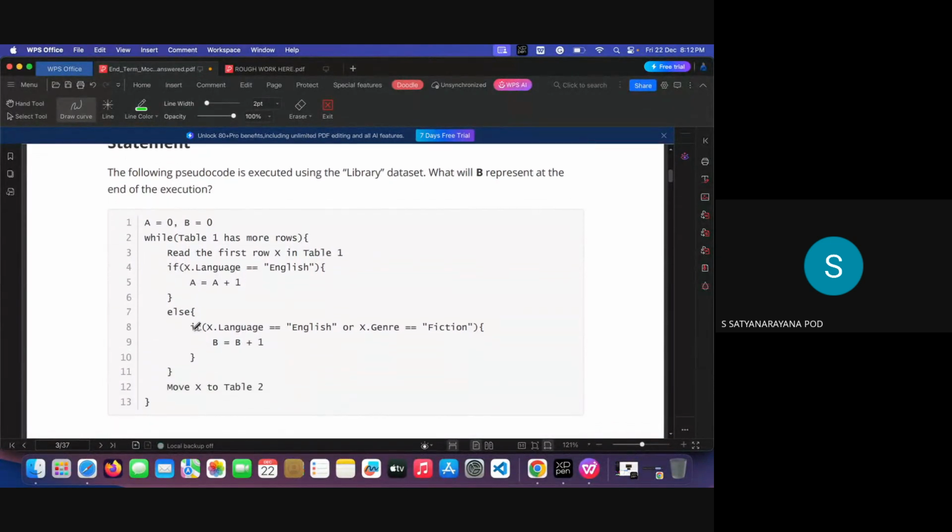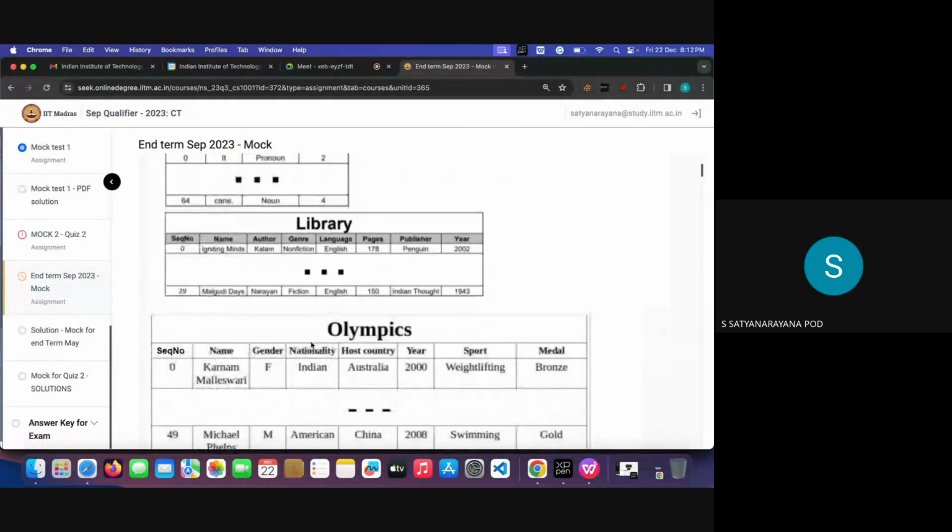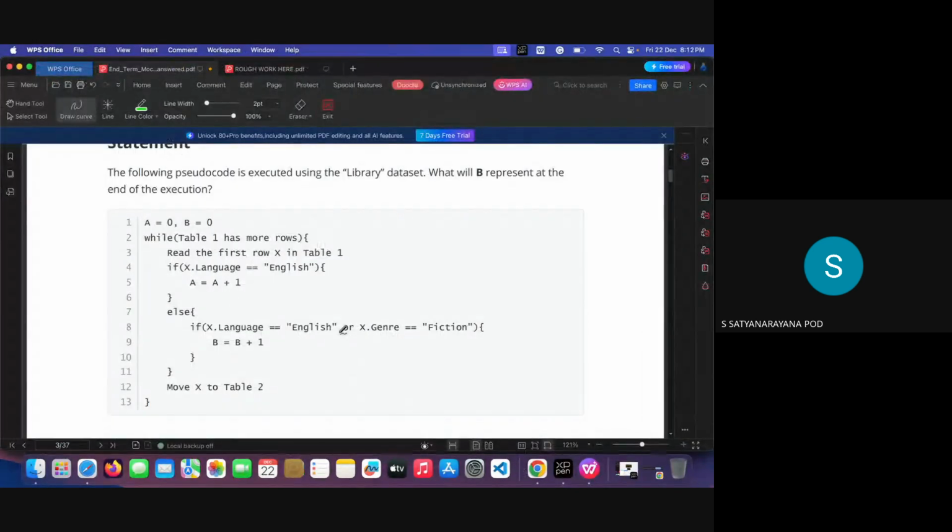Initially A and B equal 0. Table 1 has more rows. That means for the library, you are trying to go through each book. Please note that all datasets are provided initially, so whatever fields are there, only those fields have to be used in the question. Whenever the language is English, A is incremented. So if you find a book with the language English, then A is increased.